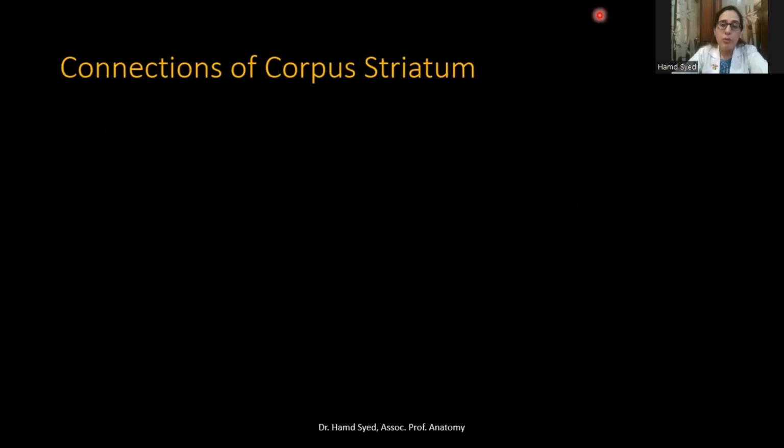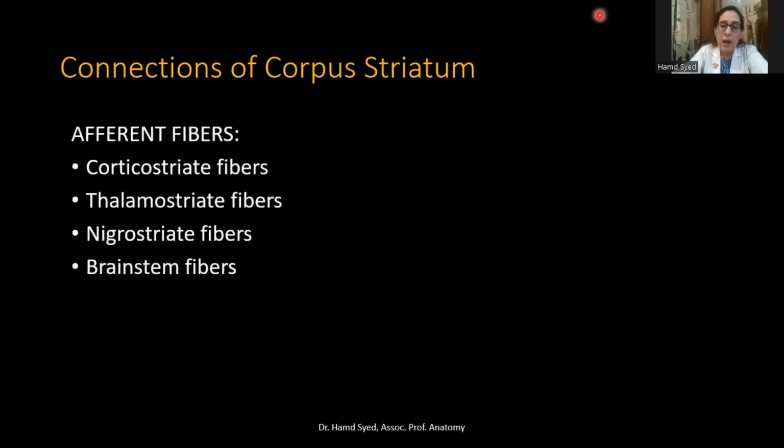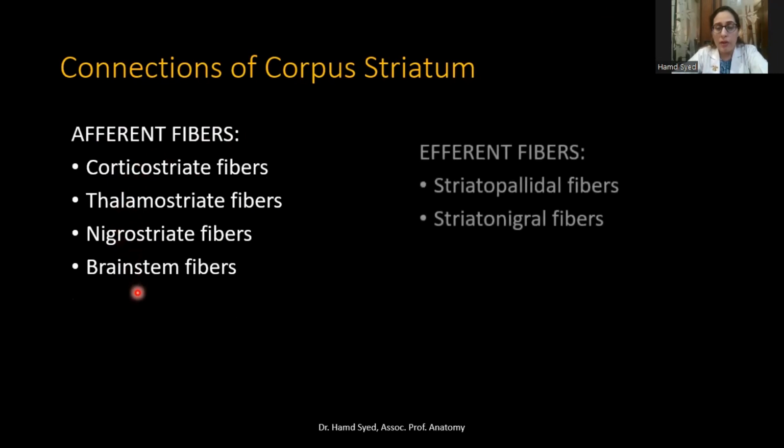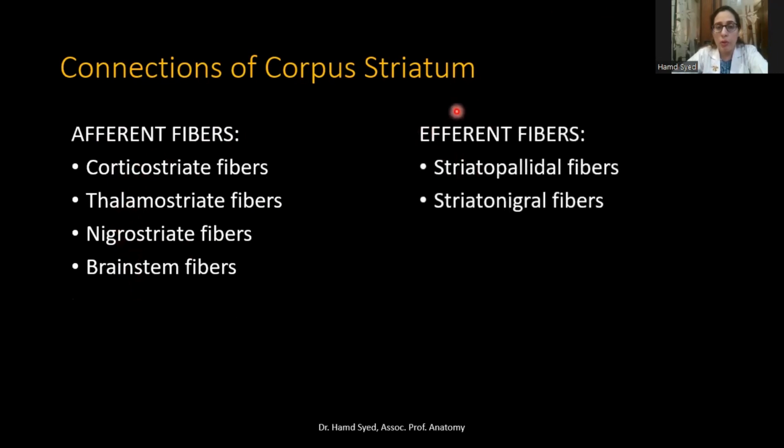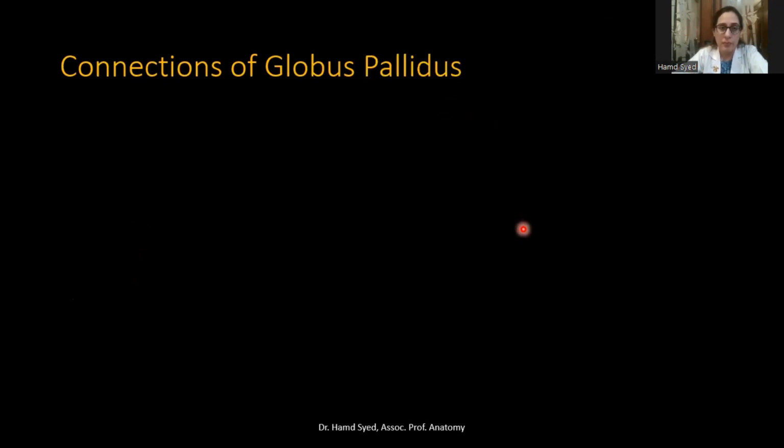Now, if we were to summarize the connections of corpus striatum, remember the afferent fibers are coming from the cortex, the thalamus, the substantia nigra, and also the brainstem. Whereas those fibers which are leaving the corpus striatum, the efferent fibers, are going to the globus pallidus as well as the substantia nigra. So most of these connections are bidirectional.